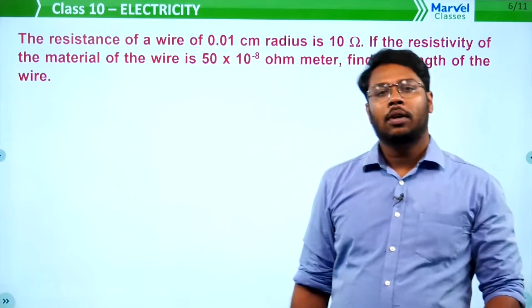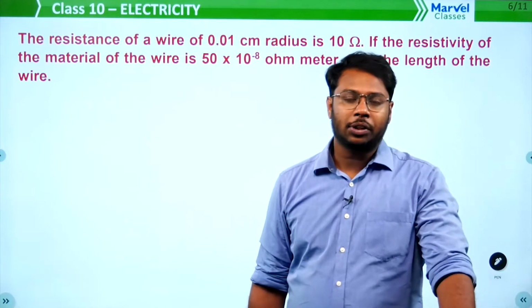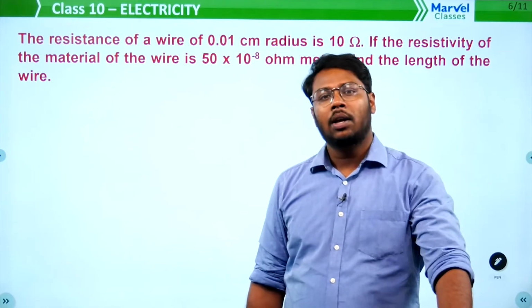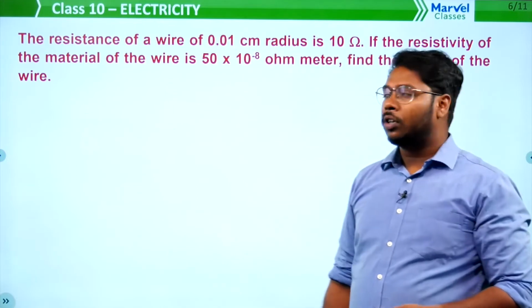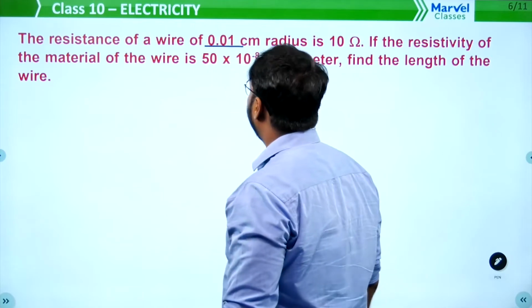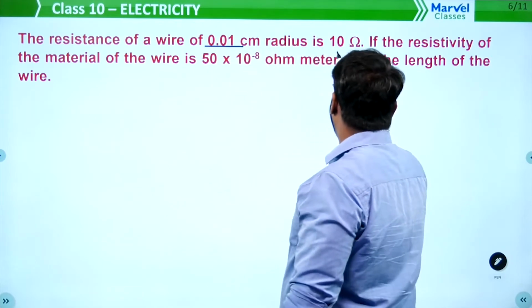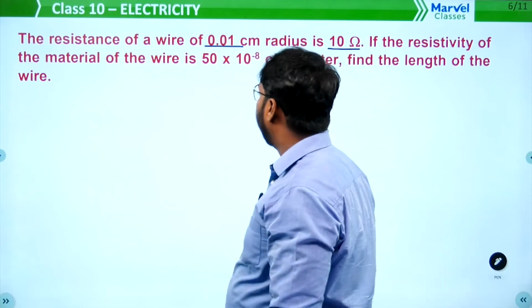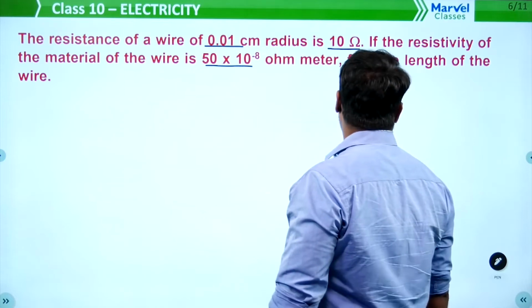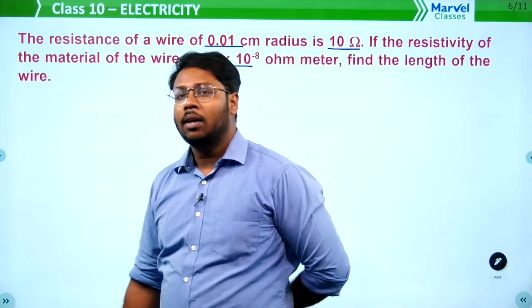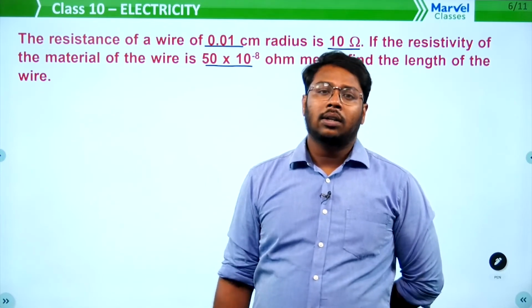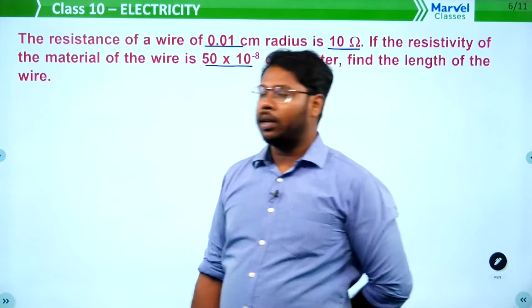Welcome back, students. As a continuation of the previous session, here I will be teaching you how a few other problems associated with electricity could be solved. The first question goes: the resistance of a wire of 0.01 centimeter radius is 10 ohms. If the resistivity of the material of the wire is 5 into 10 power minus 8 ohm meter, find the length of the wire. Here they are asking us to find the length of the wire, given the radius and the resistance of that wire.